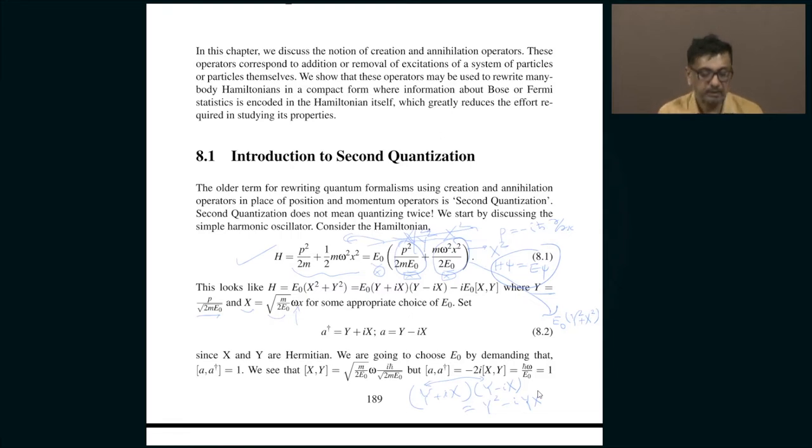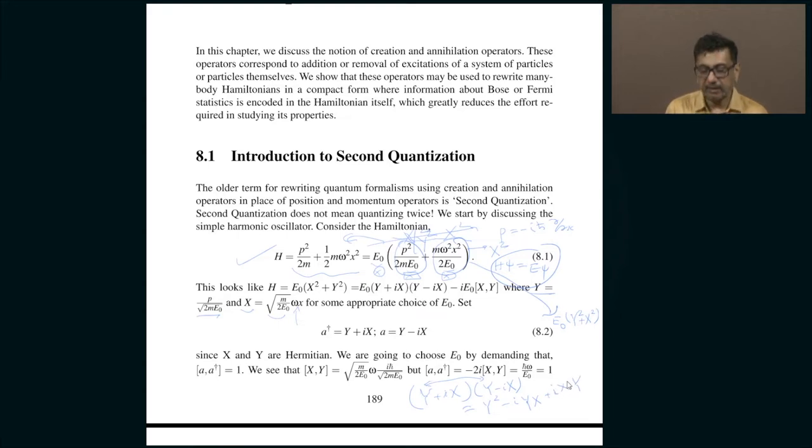Because what is Y? Y is proportional to the momentum operator, whereas capital X is proportional to the position operator, and we know that position and momentum do not commute. So you should never write X into Y when it's coming out as Y into X. So in this expression you will get minus i into Y into X, and the next cross term you will get plus i into X into Y. So you will get both these things.